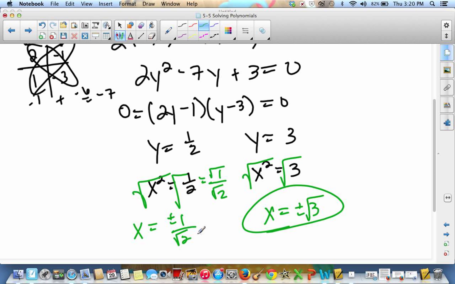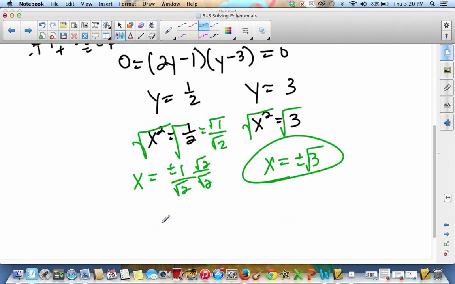And that doesn't work out so well because we have the square root of 2 on the bottom. So we're going to multiply by the square root of 2 over the square root of 2. So we end up with x equals plus or minus the square root of 2 over 2. We do that because we can't have the square root in the denominator, so we've got to multiply by the square root. If you're going to multiply by the square root on the bottom, guess what? You've got to do that on the top because we're nice people in math class.